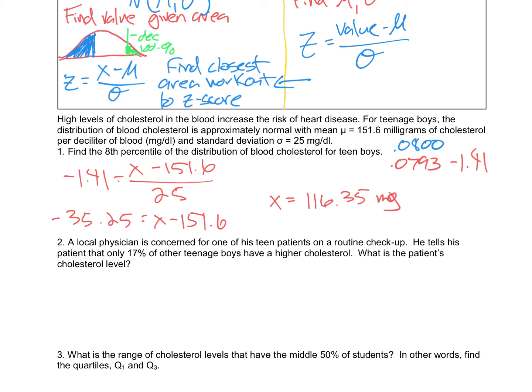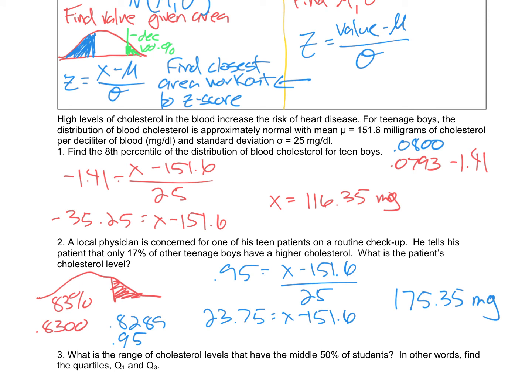And then looking at number 2, he tells this patient that only 17% of other boys have higher cholesterol. So as you think about that graph, it's now this side of it, so we need to subtract. So this is going to be 83% over here, so 0.830 for your percent. And our closest one becomes 0.8289, which then gives us a z-score of 0.95, which after working through that, you get 175.35 milligrams.